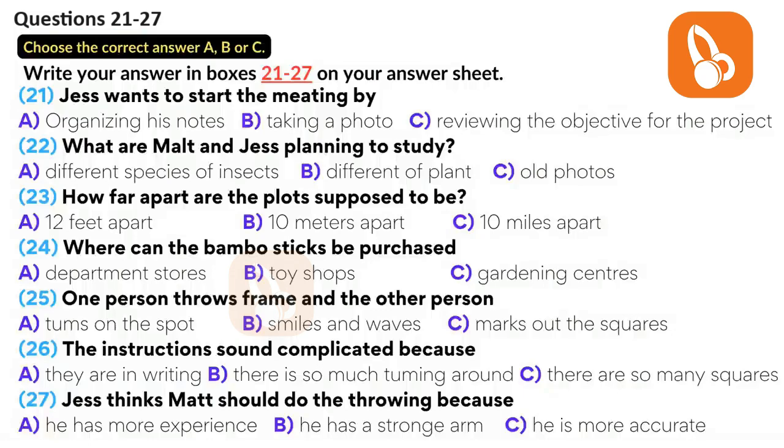Hey, Jess. Glad you could make it. We've got a lot to discuss. Hi, Matt. Yes, sorry I'm a bit late. I did bring all my notes with me. Yes, me too. Where shall we start? Well, I think it would be a good idea to clarify our objectives just one more time. Yes, good idea. Okay, here we are.